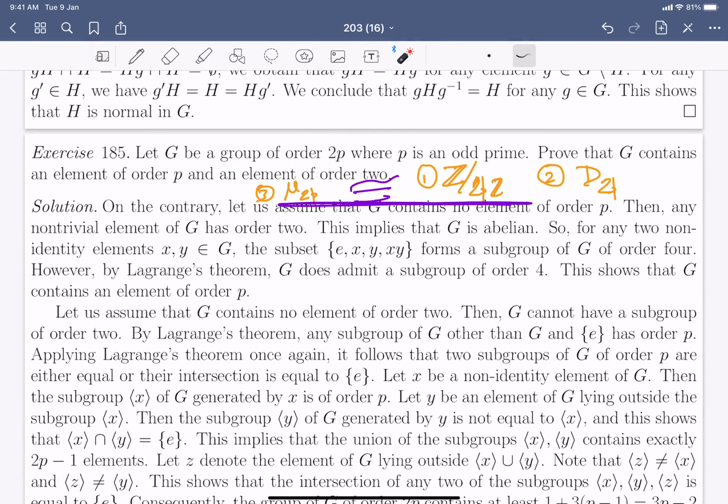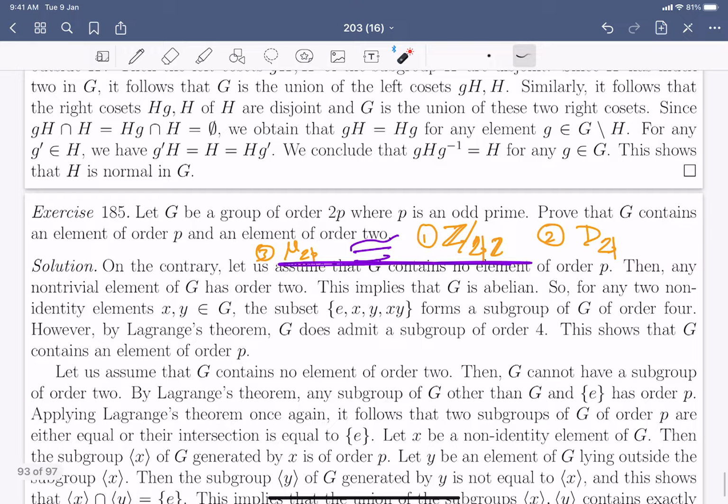Although we are not going to use information coming from the dihedral group, let's see what we can study or what we can do. So we start with a group G of order 2p, where we take p to be an odd prime. Then this exercise asks to prove that the group G contains an element of order p and an element of order 2.